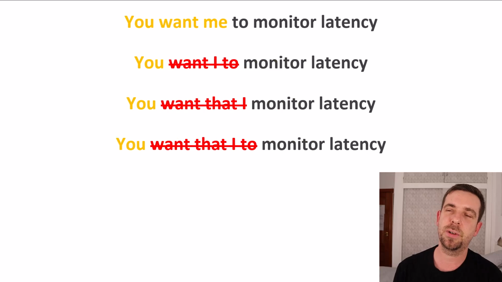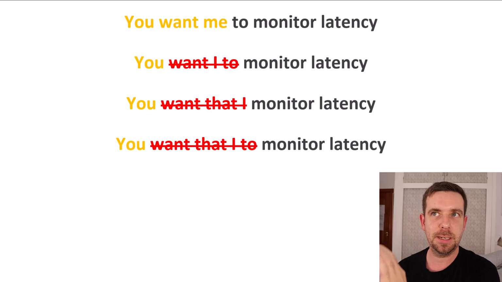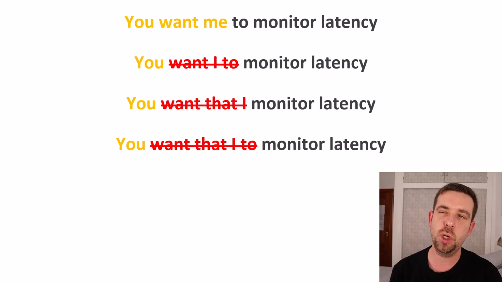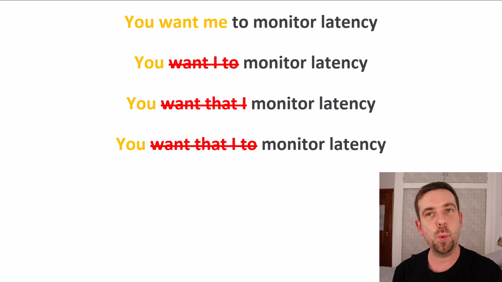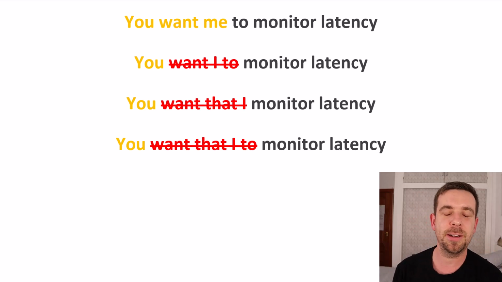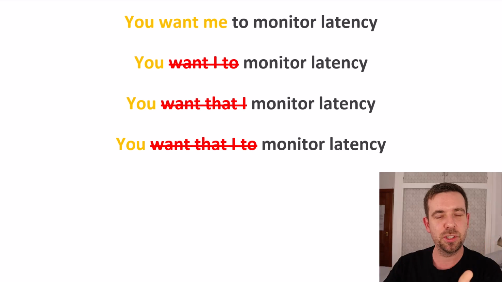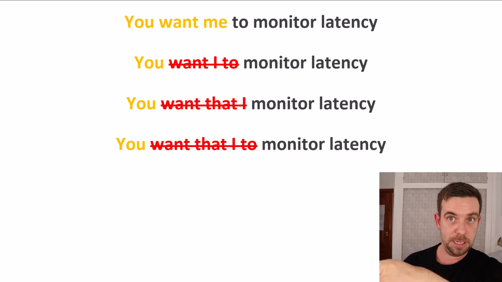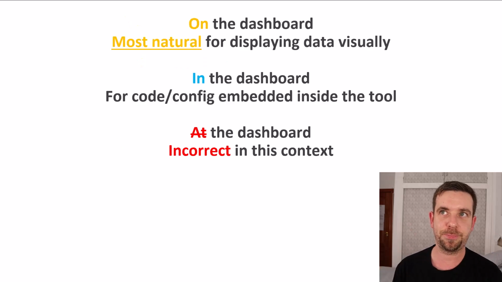Then if we look at the next one here, you want me to monitor latency. The next 3, you want I to, you want that I monitor. That phrase, you want that I, is very, very common if your first language is French, Spanish, Portuguese, or Italian, or Romanian, because that's the exact construction in your language. English has a little bit a different way of just when you're confirming with somebody, you want me to do this. You want me to monitor latency.